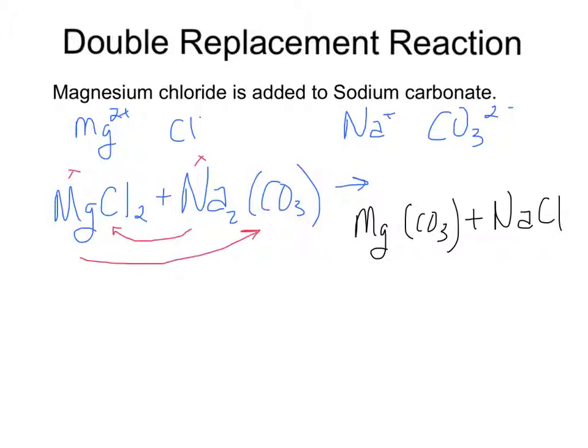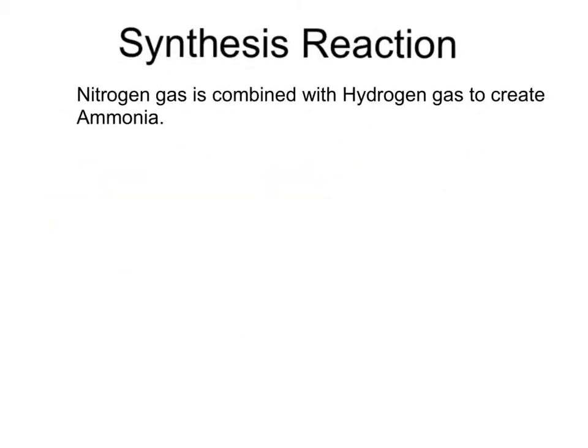Now a synthesis reaction means we're going to take 2 elements and we're going to put them together to create one. Alright, so right off the bat here we have nitrogen in gas form plus hydrogen in gas form is going to create ammonia. And ammonia is an NH3.